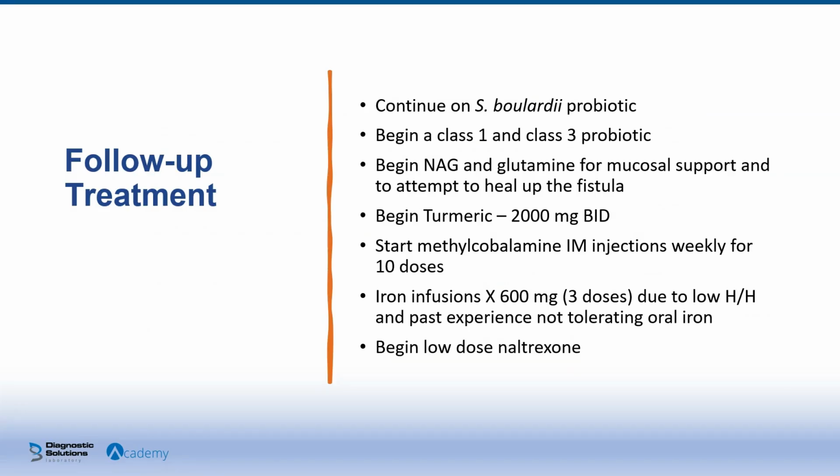What we had her do is continue on Saccharomyces boulardii probiotic, and then we had her add in a class 1 and a class 3 probiotic. She began N-acetylglucosamine, glutamine for mucosal support and an attempt to heal up the fistula. She began turmeric at 2,000 milligrams twice a day, methylcobalamin IM injections for 10 doses. We decided to give her an iron infusion at 3 doses due to the lower hemoglobin hematocrit and the borderline low ferritin, and she began low-dose naltrexone.